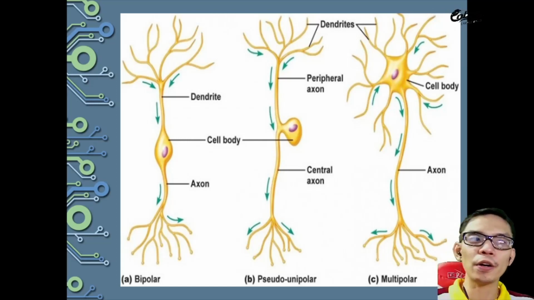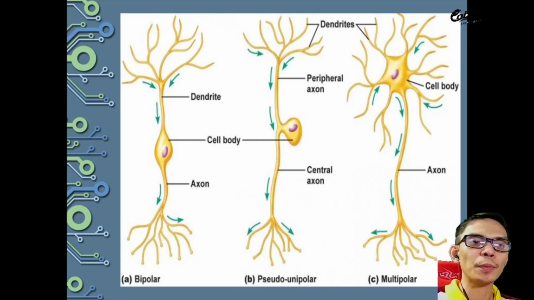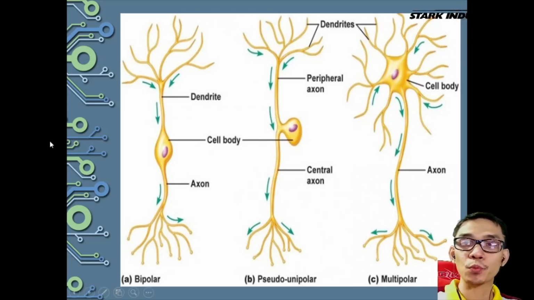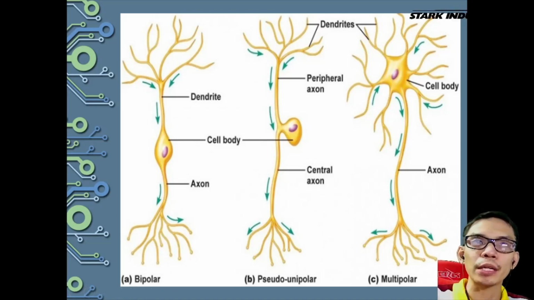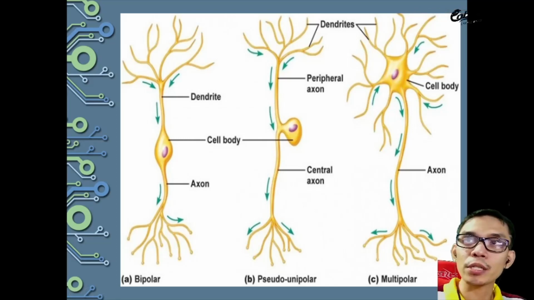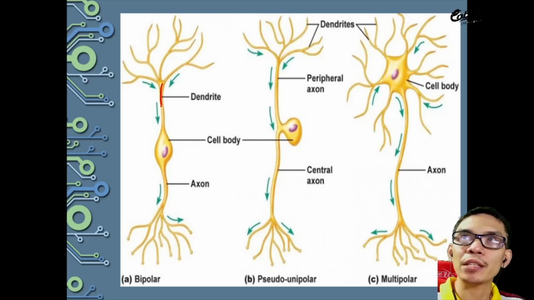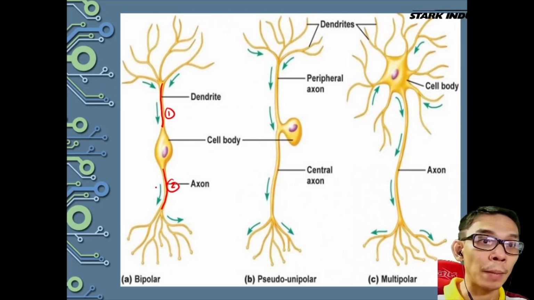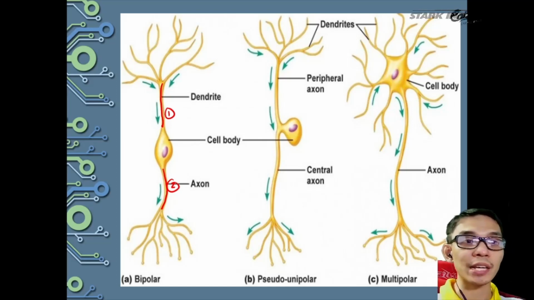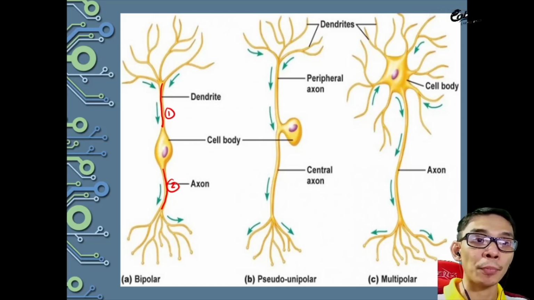What are these different types? Let's start first with the bipolar ones. A bipolar neuron has two extensions: one from the top of the cell body, and the second one over here. There are two extensions of the axons, one here and one there. That is why it is called bipolar. Most of the sensory neurons, which will be discussed later, are bipolar neurons.